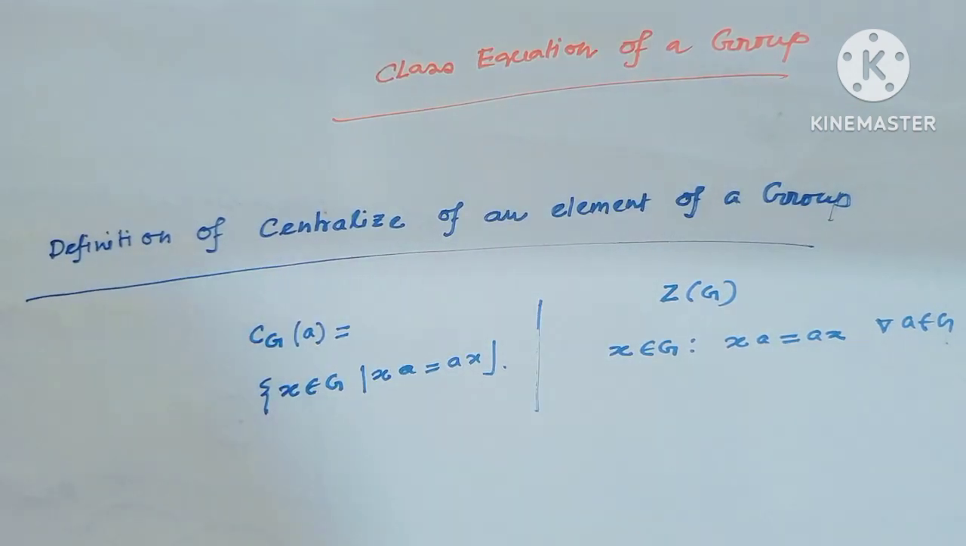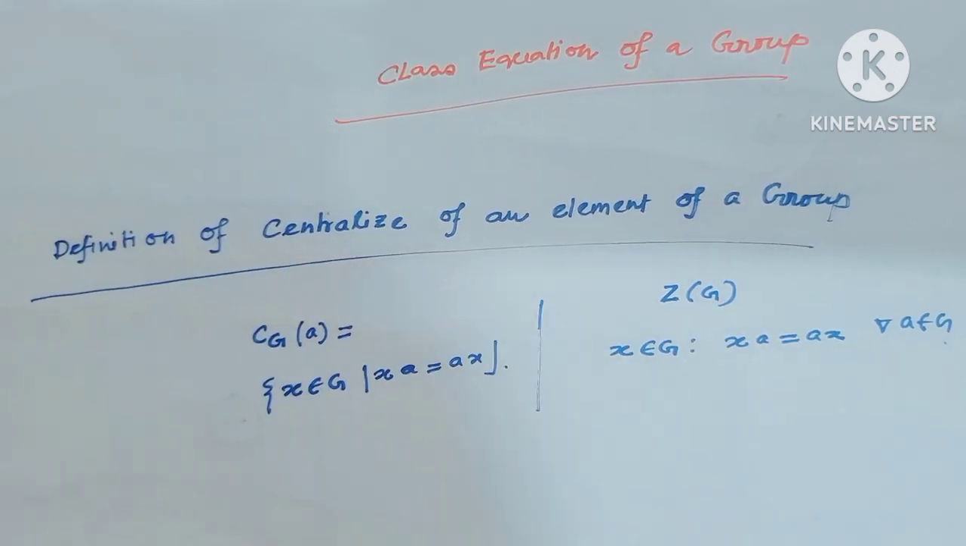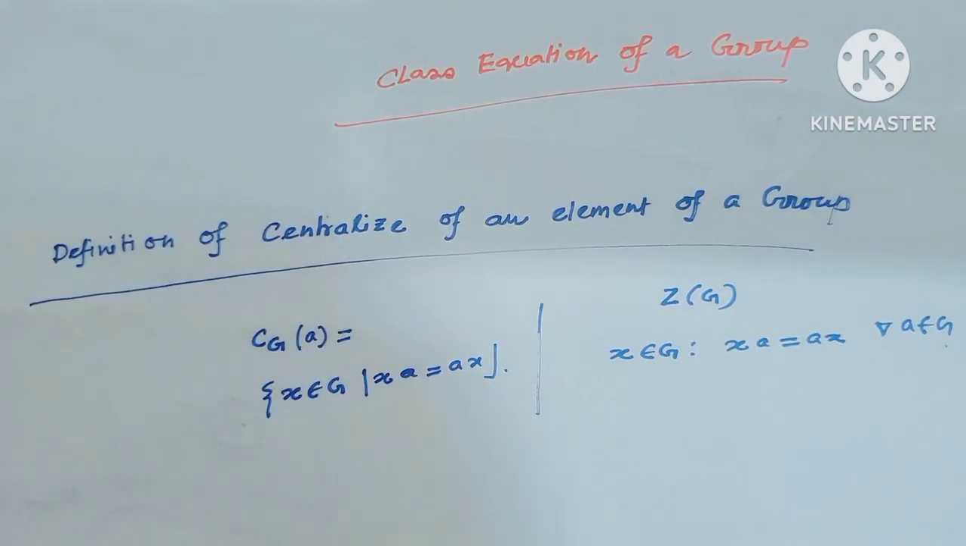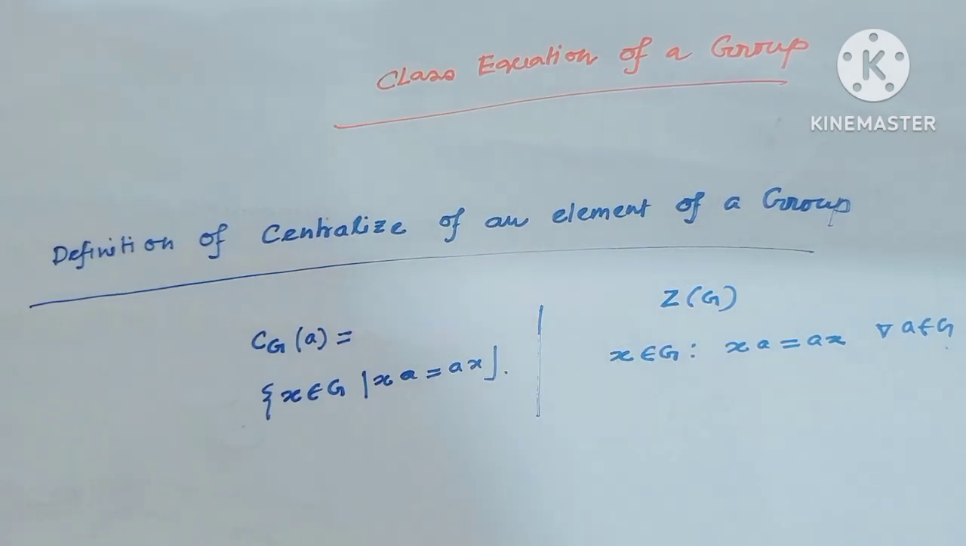At first I will see center and centralizer. Center and centralizer, we all of us know. Center means the set of those elements in the group G such that ax equals xa, and this is true for all a belongs to G. The set of those elements which commute with every element of the group.